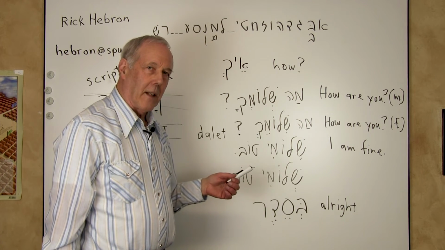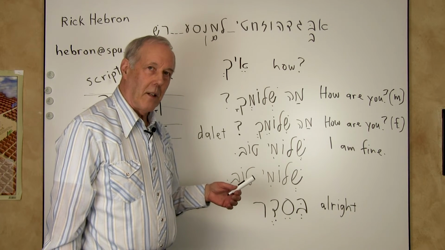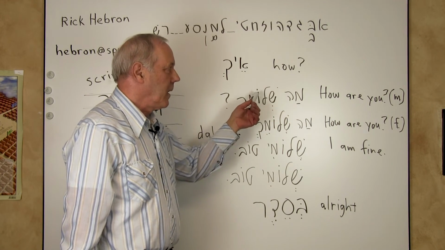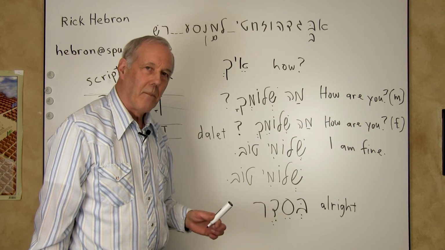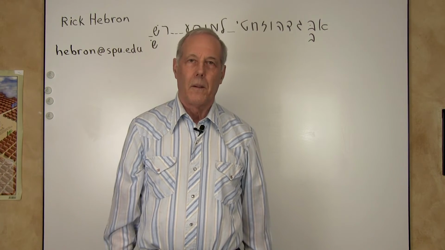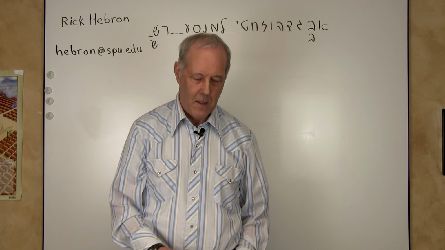We looked earlier at kacha. If we put kacha with another kacha, it means so-so. Mashlomcha, kacha, kacha. Not good, not bad. Fair to middling. We should continue to practice reading aloud.